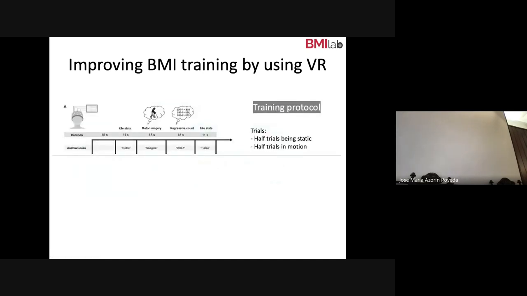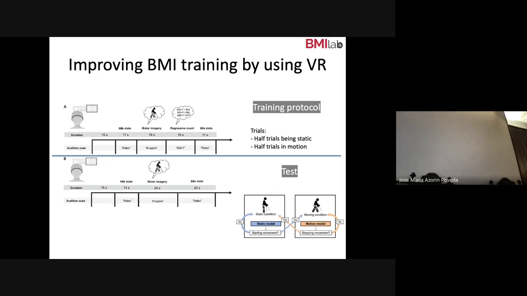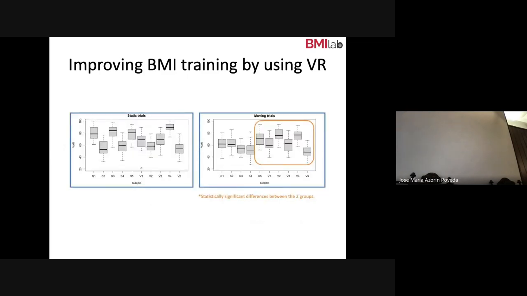Well, basically, we use the same training protocol that I have shown before. It's basically the same. We have just one classifier for the case when the person is not moving, and another classifier for the case that the person is moving. And after doing that, we checked that actually, if the person was using the virtual reality system, the accuracy of the motor imagery detection was better.